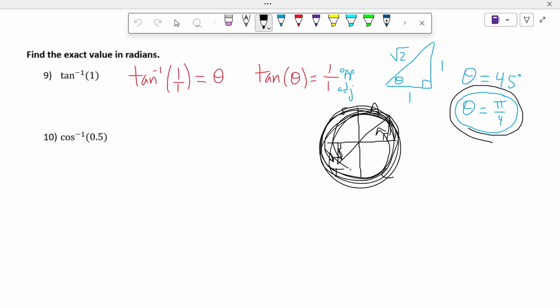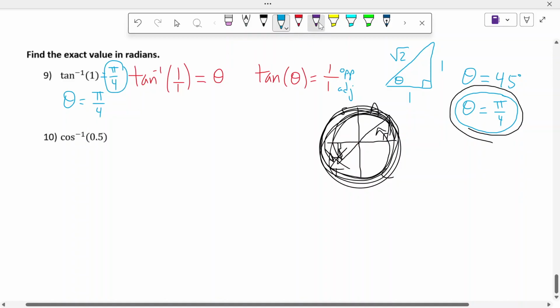We're not worried about quadrant 3. We're not worried about infinite loops around. We're not worried about the infinite possible answers. We just want pi over 4. So our answer is pi over 4. I put theta there. Really, I could say tangent inverse of 1 is pi over 4. And that's our answer. Okay? And let's move on to this next one.